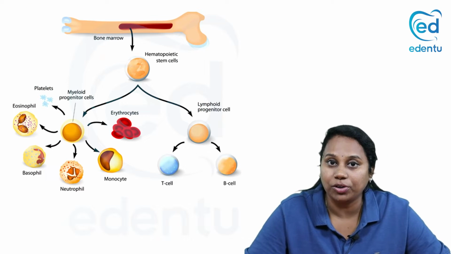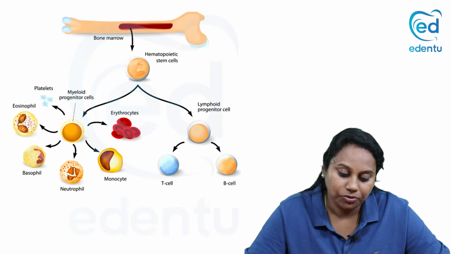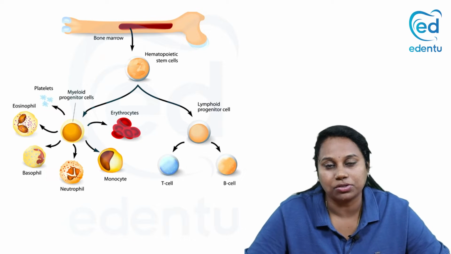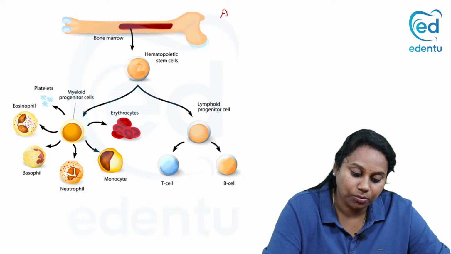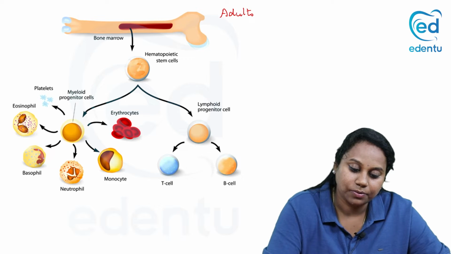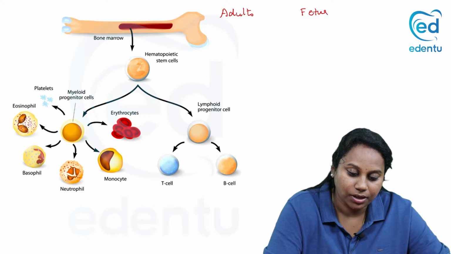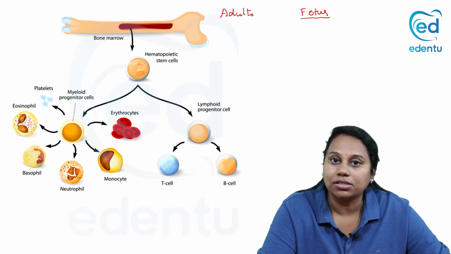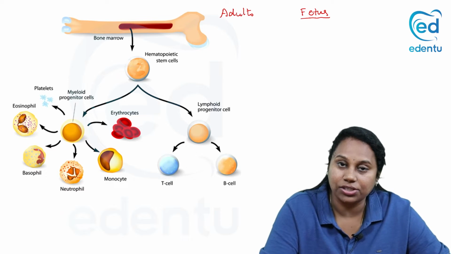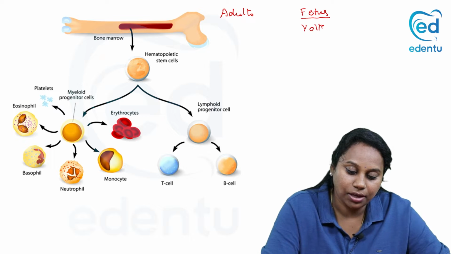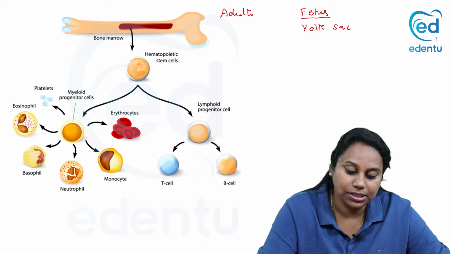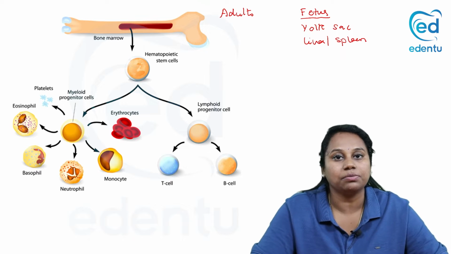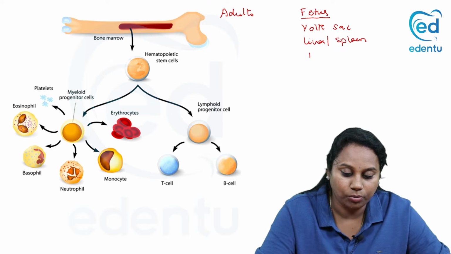Now let's learn about hematopoiesis. What is hematopoiesis? The formation of blood cells from bone marrow is called hematopoiesis, and this takes place in the bone marrow in adults. What about the fetus? In fetus, from 3 weeks up to 3 months of gestation, it takes place in the yolk sac. From 3 months to the 5th month, it takes place in liver and spleen. From 6th month onwards, it takes place in the bone marrow.